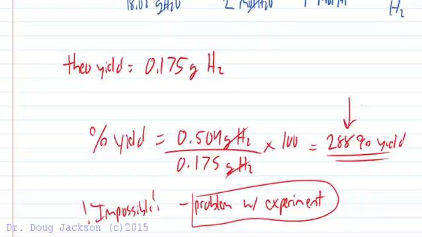Most problems give you a percentage under 100%, however, for the problems, but they don't have to. And remember, whenever that happens, it's a problem with the experiment.